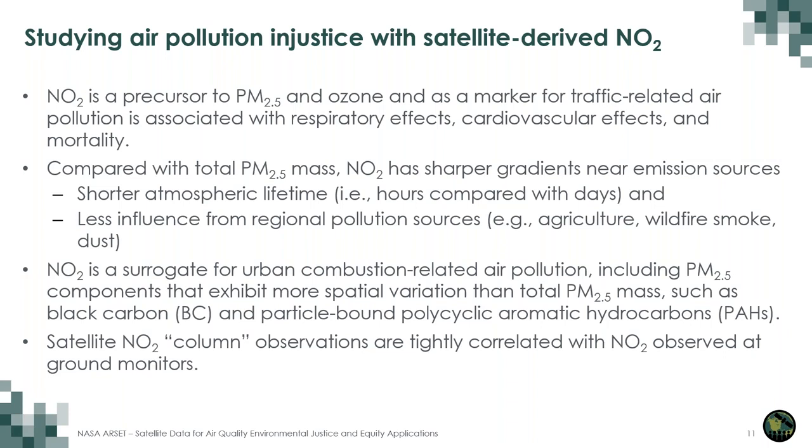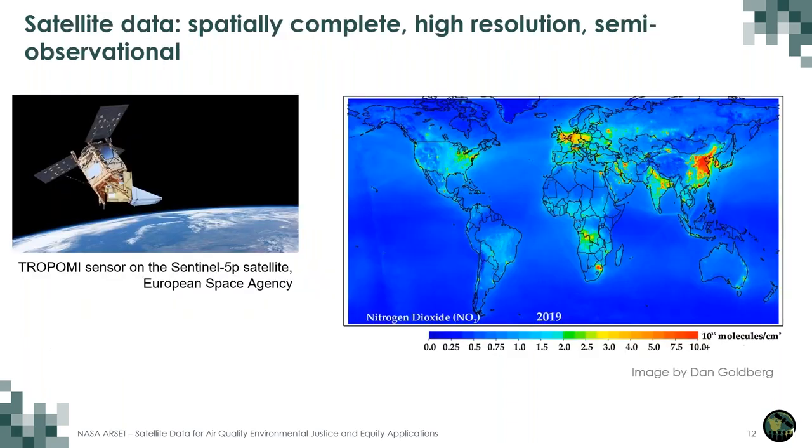NO2 is a surrogate for urban combustion-related air pollution, including PM2.5 components that exhibit more spatial variation than total PM2.5 mass. And that includes black carbon and also particle-bound polycyclic aromatic hydrocarbons. These are two pollutants that are of great concern when it comes to air pollution and justice. And so we might be able to use NO2 as a surrogate for these PM2.5 components that exhibit more spatial variation. And also, as I previously mentioned, satellite NO2 column observations are tightly correlated with NO2 observed at ground monitors. So we really can tease out the spatial pattern of ground levels of NO2 that people are breathing when we use satellite NO2 columns. So for the rest of this presentation, I'm going to dig in a little bit more about how we can use satellite-derived NO2 to study air pollution and justice.